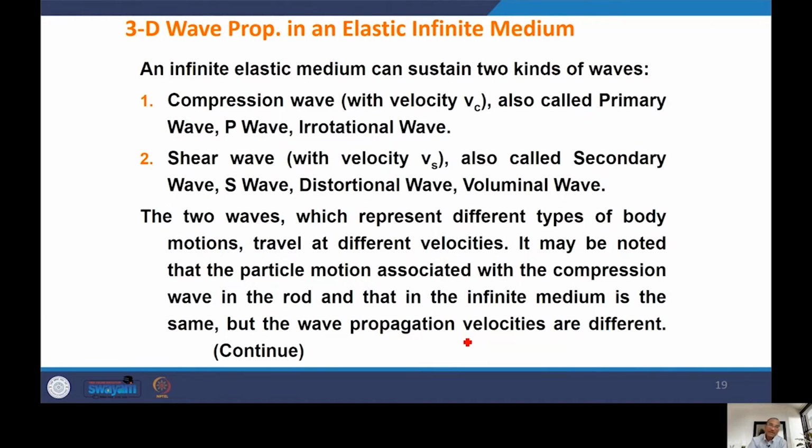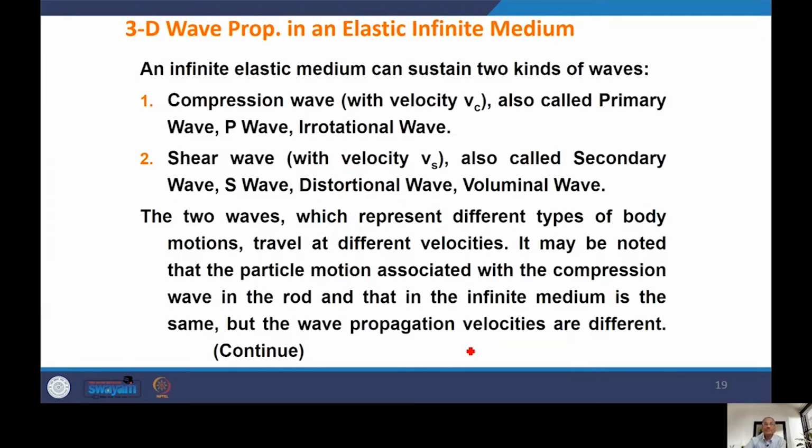These two waves, which represent different types of body motions, travel at different velocities. It may be noted that the particle motion associated with the compression wave in the rod and that in the infinite medium is the same, but the wave propagation velocities are different. So in one case it is Vr, in another Vc, but the particle motion is the same in both cases, whether it is traveling inside the rod or in an elastic medium.